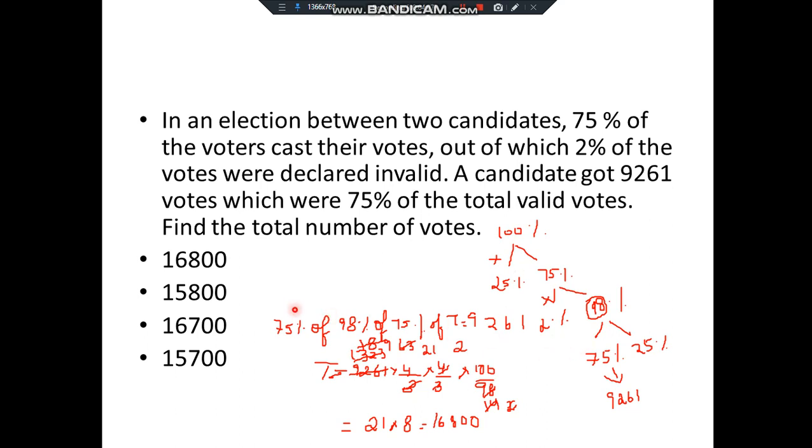So read the question carefully and you can write it down. This type of question you can answer in one step using this shortcut. Otherwise, if you use the normal concept, it will go too long and end up taking more time. Okay. So 75% of 98% of 75% of t is equal to 9261.